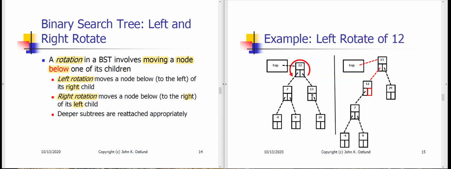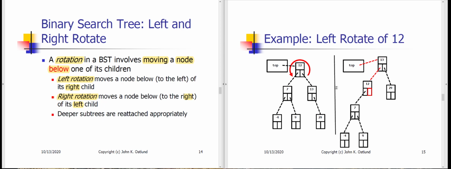Here we have an example of a left rotation at the node 12. I'm assuming that my tree is in its original condition when I'm doing this rotation. If I want to do a left rotation of 12, that means I'm moving 12 down to the left of the 13. So the left child of 13 is going to be the 12. That means 13 itself is going to be the top of the tree. And to the right of the 12, I'm not going to have any right-hand subtree.